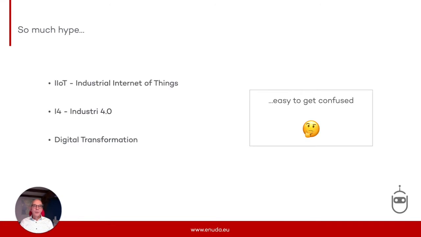There is so much hype out there, so many things and so many expressions that it's super easy to get confused. You can hear about IIoT, Industrial Internet of Things. You can hear about I4, Industry 4.0, the fourth industrial revolution, digital transformation, and all kinds of expressions. And people use them randomly sometimes, and sometimes they explain what they mean about it, and sometimes they don't. So let's start somewhere else. But let me just stress that it is easy to get confused.